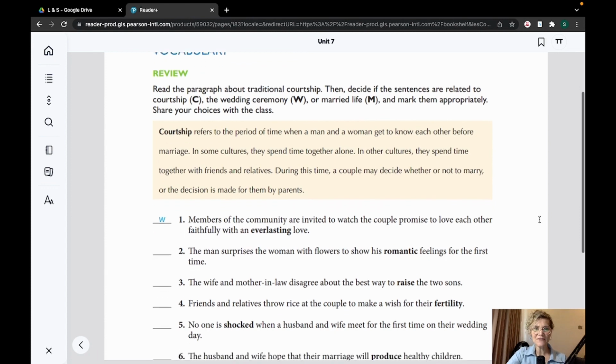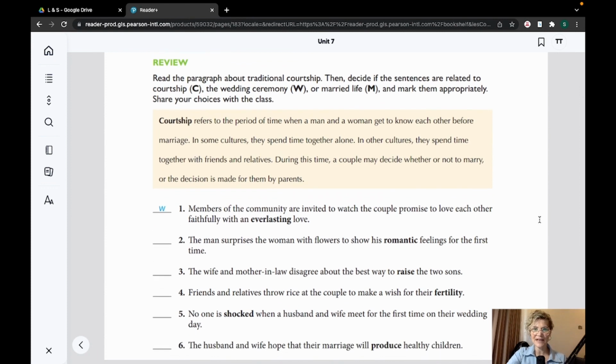Read the paragraph about traditional courtship. Then decide if the sentences are related to courtship, which then refers to the C, the wedding ceremony, W, or married life, M, and mark them appropriately. Okay, so let's read this part first together.